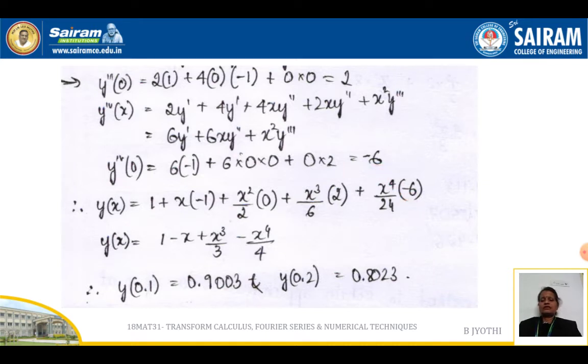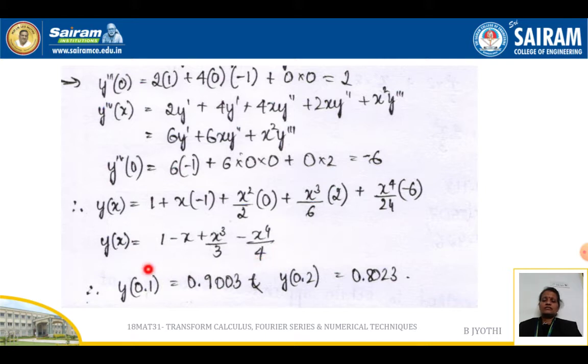Now on simplification, we get 1 minus x plus x cube by 3, because the x square term will be 0 and 2 and 6 cancel, giving x cube by 3, minus x power 4 by 4, that is 6 by 24. So this is the final solution.